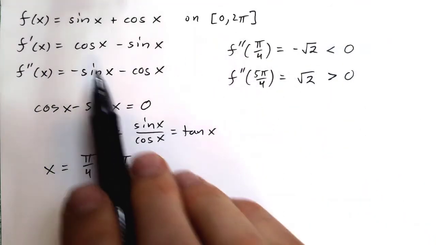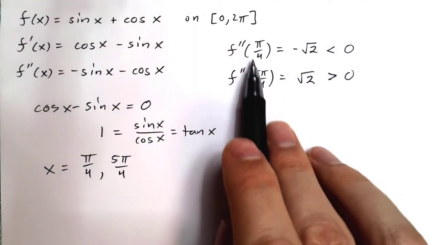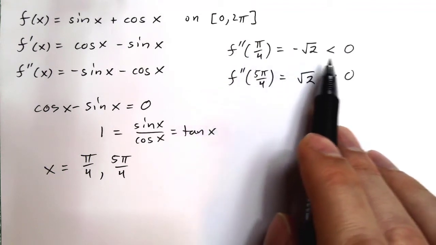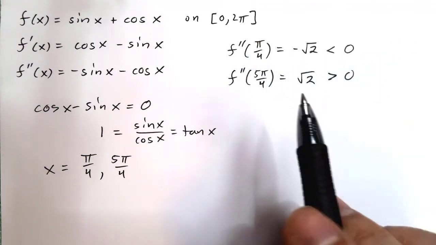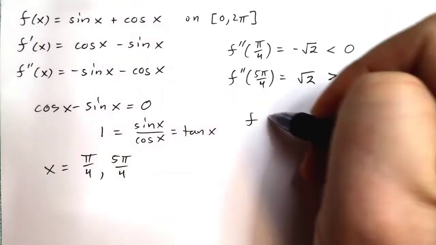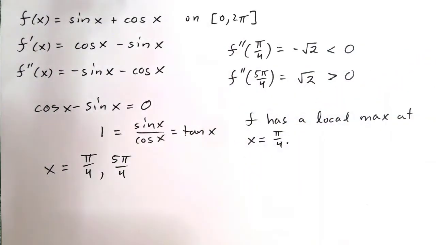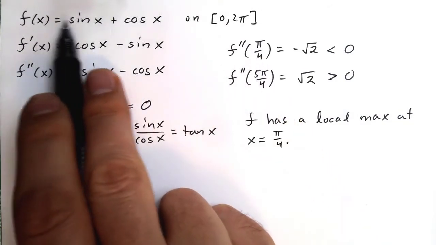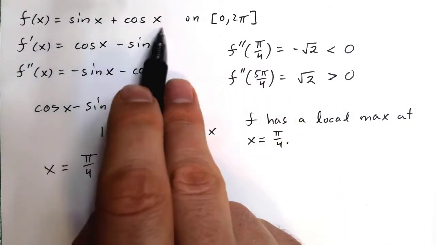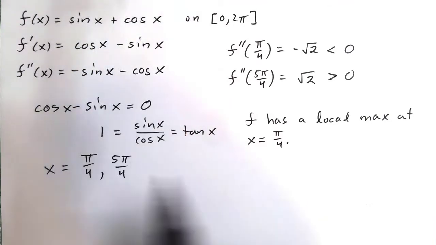And so since the first derivative is 0 at pi over 4, but the second derivative is negative, it's bowl-shaped down, so we must have a local maximum. And what would the value there be? Well, I'd plug this into the function. And this is root 2 over 2 plus root 2 over 2. The value is root 2.